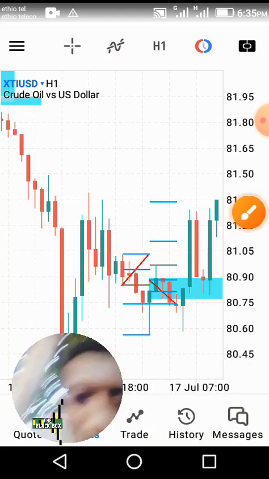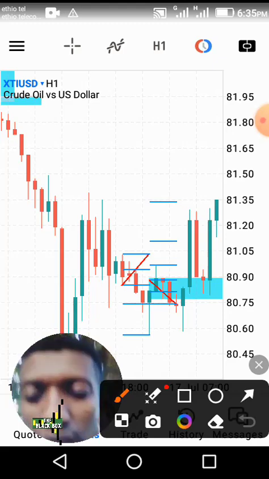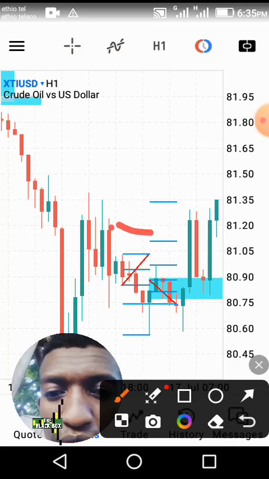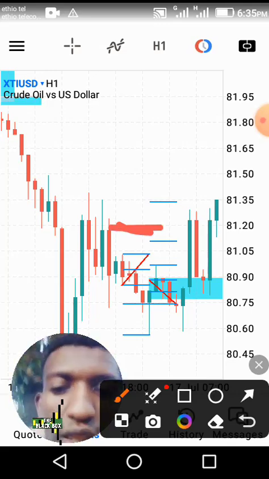Where is the 5%? The 5% is the same below the black box and above the black box. Right here, okay? Right here. So what happened here?